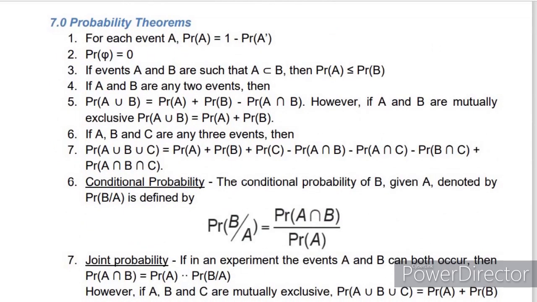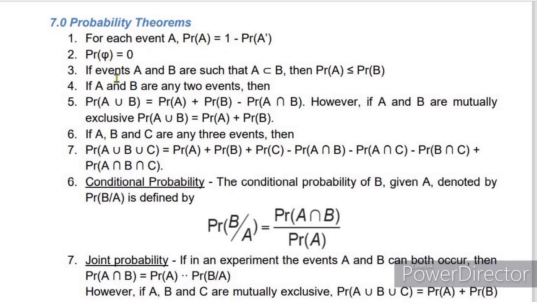Next, 7.0, the probability theorems. For each event A, the probability of random variable A is equal to 1 minus the probability of random variable A complement. Okay? So they are equal. Meaning, we will just subtract the probability that doesn't belong to random variable A from 1, because we are basing on the range of 0 to 1 for the results here. So we will just subtract it from 1.